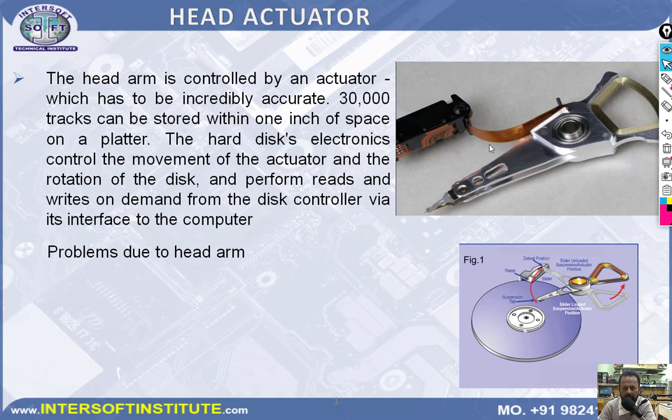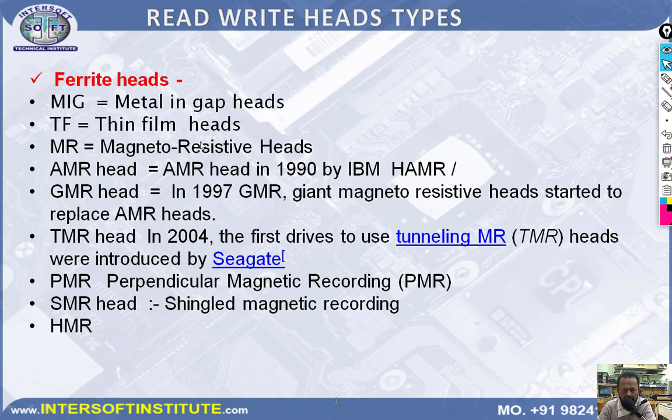Next, the head actuator. This is your head actuator which rotates left and right, so the head will go here and come here like that, the head actuator.